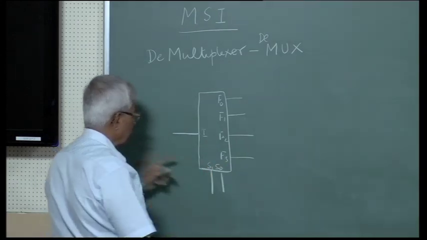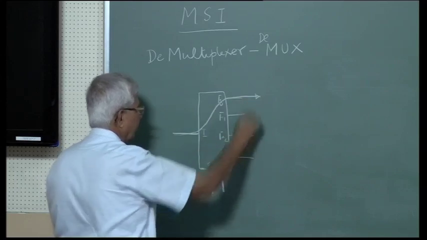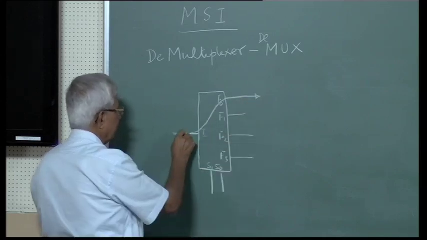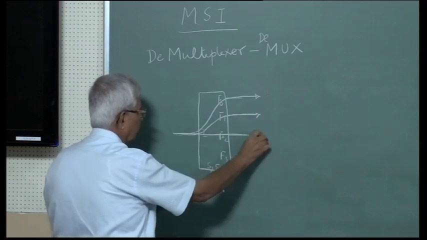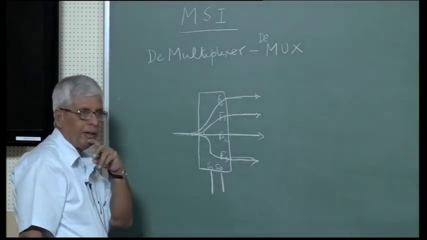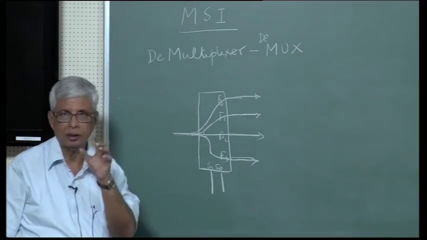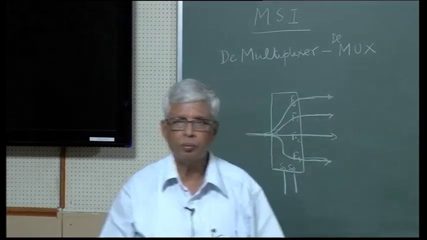If this is 0, 0, this input will be connected to this output. 0, 1, this will be connected to this output. 1, 0, this will be connected to this output. 1, 1, this will be connected to this. So I have a single input connected to many outputs, one at a time.